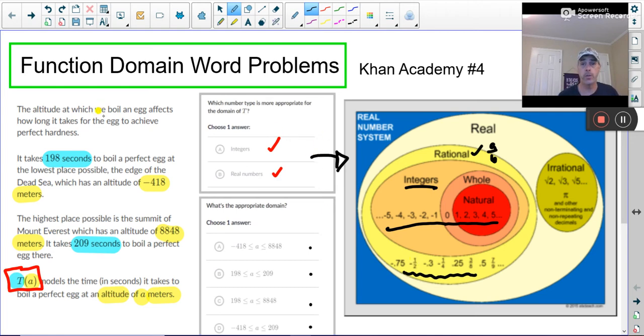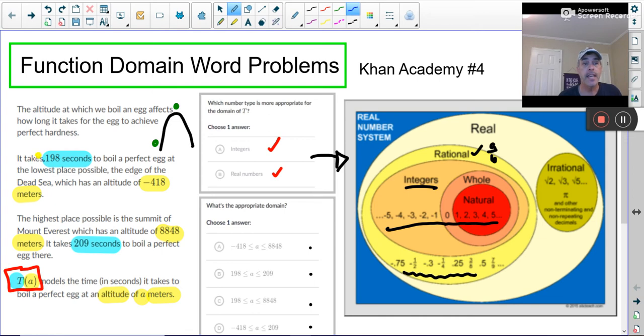Okay, let's get into the first one. We'll do 4. The altitude at which we boil an egg affects how long it takes for the egg to achieve perfect hardness. I didn't know if you know that or not, but if you have a big tall mountain and you put an eggy down here and you put an eggy up here, this eggy at the bottom will boil faster than the eggy at top. And it has to do with air density. I don't know, one of those random things I learned in school.